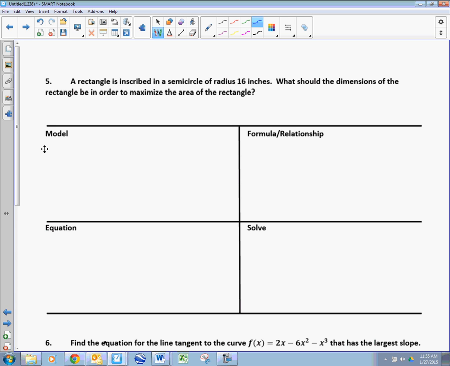Rectangle is inscribed in a semicircle of radius 16. What should the dimensions of the rectangle be in order to maximize the area of the rectangle? A little bit different problem here. Tomorrow, we're going to try problems that are very unique. All of these are generally rectangle, cube type shapes. You know, we're finding volume, area. It's going to be a little bit different on the next few, okay?